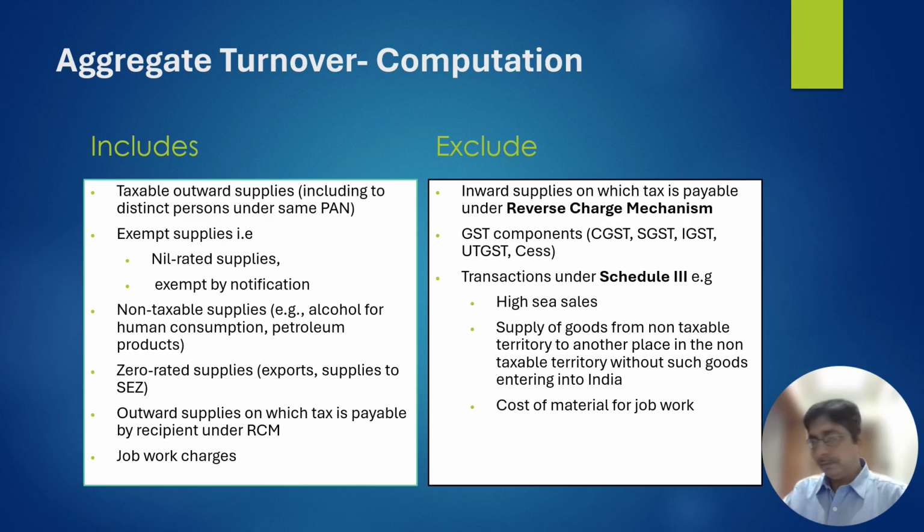One is taxable supplies. All taxable supplies, including the supplies between distinct persons. For example, if the entity has the same PAN, with one unit in Maharashtra and another unit in Karnataka, and the Maharashtra unit supplies certain things to the Karnataka unit, this will not come as turnover in the financial statement, but this will be considered while computing the aggregate turnover.